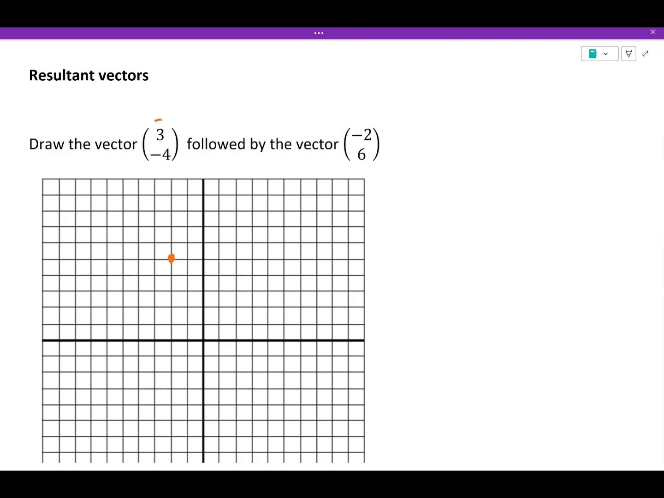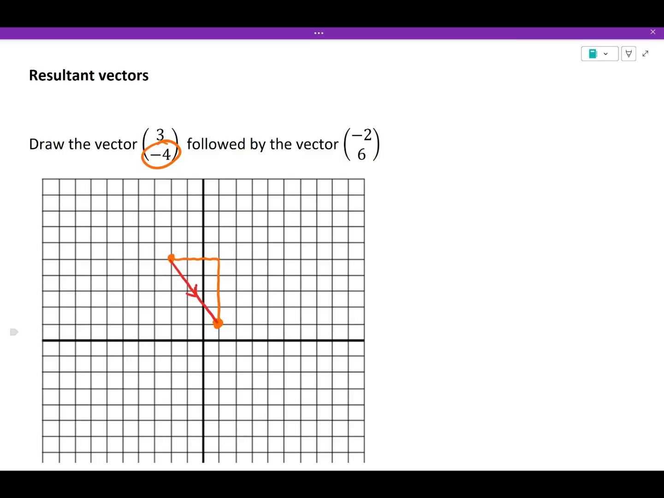Now the 3 is our horizontal component, so that means 3 to the right. So we're going to go 3 to the right like this. Okay, and then the negative 4 is our vertical component, that represents 4 down. So we're then going to head 4 down like that to there. And that would be my endpoint. Now I'm going to join them up, okay, and draw on my vector with its arrow. So we'll be going like this, and the arrow would be in this direction here.